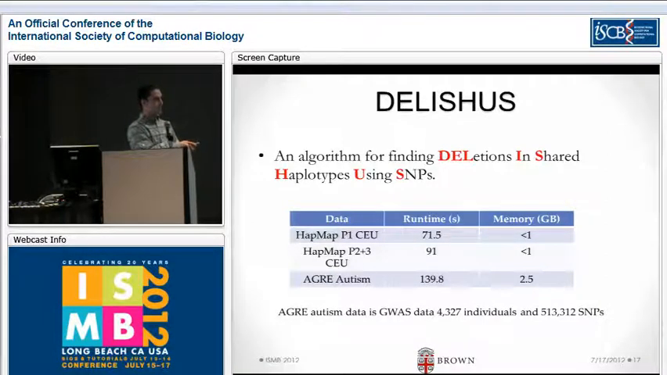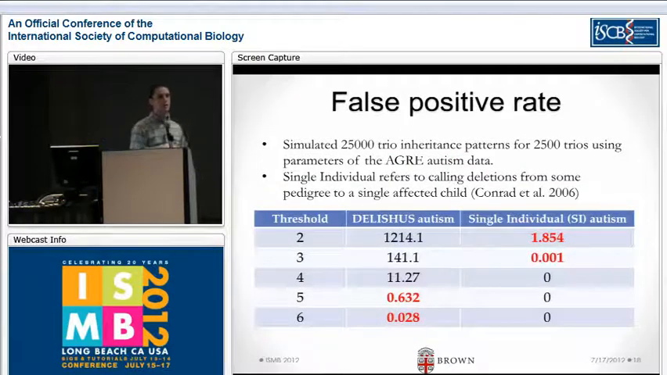So the software package that implements this algorithm is called DELISHUS, which is an algorithm for finding deletions in shared haplotypes using SNPs. Here's a sample of just the runtimes and the memory usage for some rather large data sets. HapMap phase 1 European, and HapMap phase 2 and 3 European. The phase 1 is the same data that was used in the 2006 papers. We finished in under 2 minutes. And also the Aguiar autism data, which is 4,327 individuals and over 500,000 SNPs. We finished in just over 2 minutes, with a maximum memory requirement of 2.5 gigabytes. I should say that this was run on a cluster, so this is the maximum requirement of any particular node.